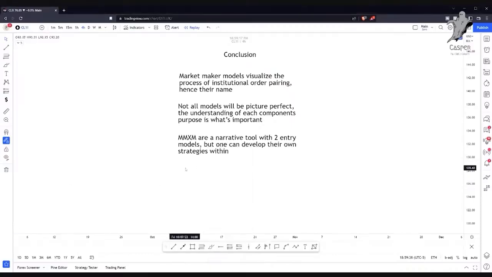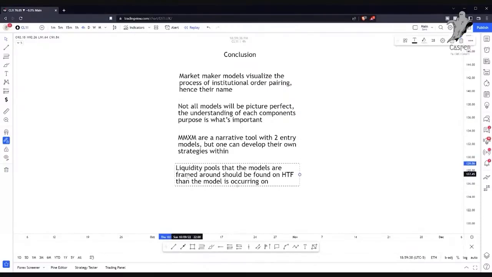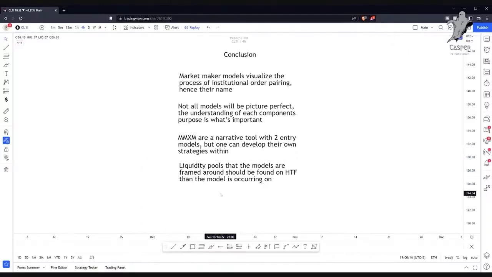So last but not least, liquidity pools that the model is framed around should be found on the higher time frame. Now, again, what does HTF mean? Does that mean 1 hour or a daily or a monthly? No, it just means higher than the time frame that you are looking at the model on. So if you're trying to find a 1 minute market maker sell model, look at 1 hour liquidity. If you're trying to use a 1 hour model, look at daily liquidity. If you're trying to use a 4 hour liquidity pool, look at it on a 15 minute. You just need to be using a layered analysis. But the liquidity pool should be found on a higher time frame than the model is being viewed on.